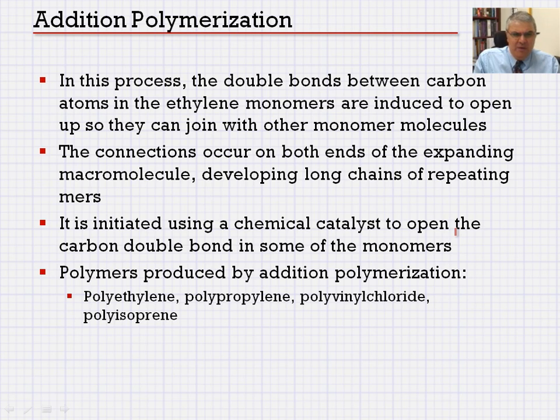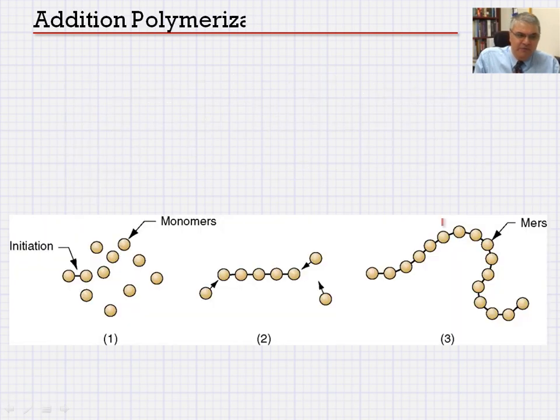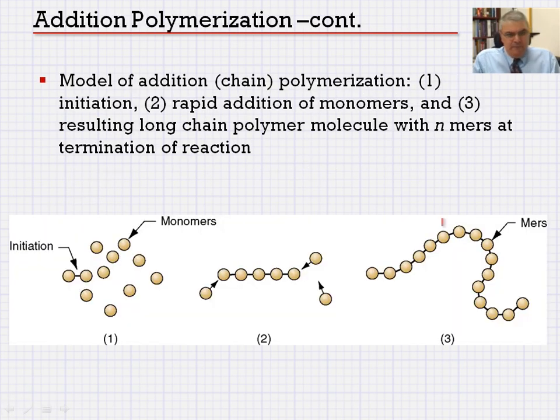And again, in this process, the double bonds between carbon atoms in the ethylene monomers are induced to open up so they can join with other monomer molecules. This is very important to know the definition.